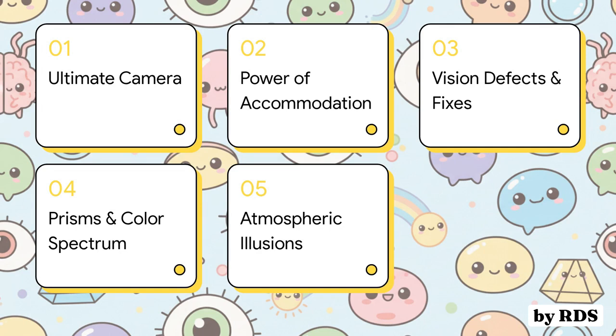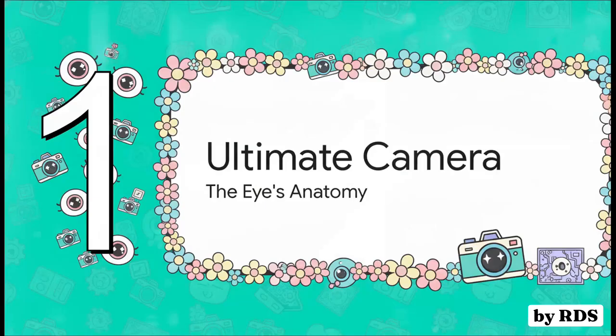Okay, let's dive right into this. Here is our roadmap for the explainer. We're starting with the ultimate biological camera, then moving to the power of accommodation, vision defects and fixes, prisms and the color spectrum, and finally, atmospheric optical illusions. Let's kick things off with Section 1, the ultimate biological camera.